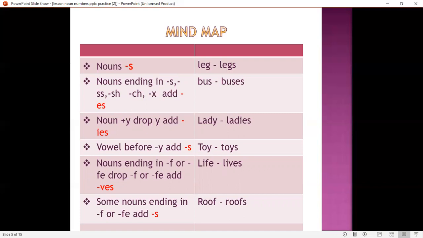If the noun ends in y, we will drop y and add ies. For example, lady. Lady has y in the end, so we will drop y and add ies. So it will become ladies. And if we have a vowel before y, we will add only s. For example, toy. It will become toys.